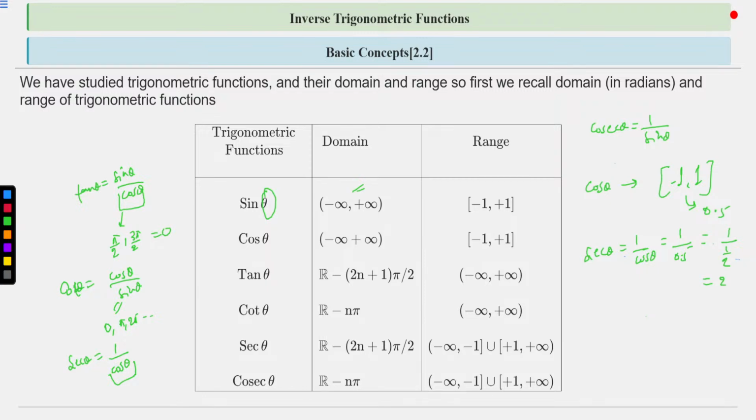If cos theta is from minus 1 to 1, then sec theta will take all the values except those between minus 1 and 1, while including minus 1 and 1. So sec theta belongs to minus infinity to minus 1 union 1 to infinity, right? Got it?